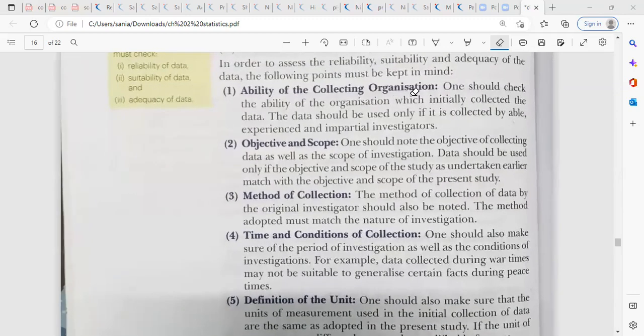First, the ability of the collecting organization. One should check the ability of the organization which initially collected the data. So you should check the ability.